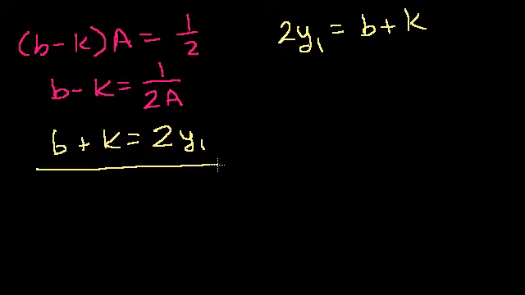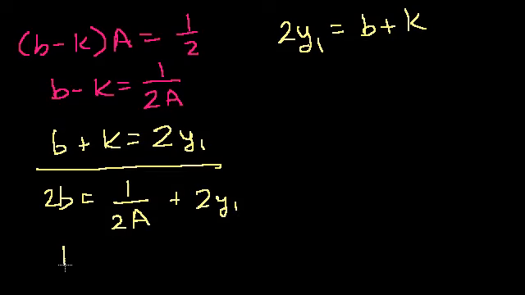And so you add them, and you get 2b is equal to, the k's cancel out. I'm just adding these two equations. 1 over 2A plus 2y1, or b, which is, remember, what was b? That was the y coordinate of our focus, is equal to, divide everything by 2, 1 over 4A plus y1, which is interesting.